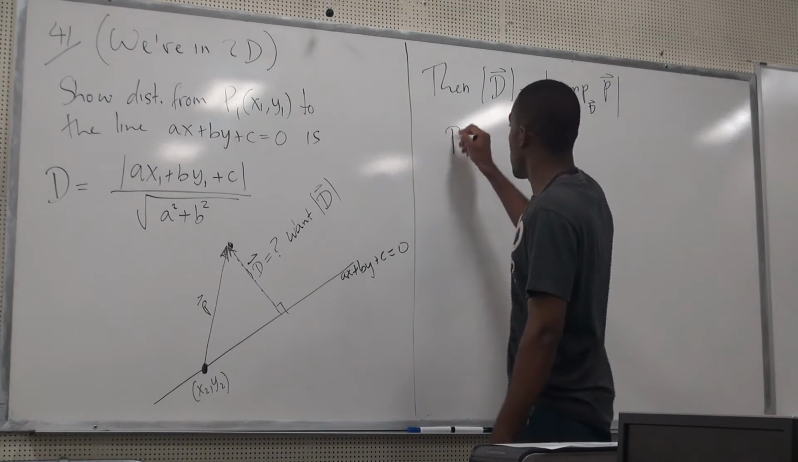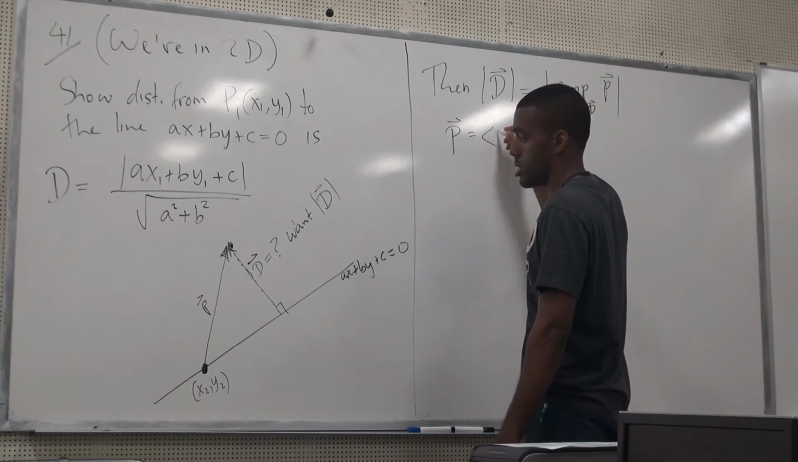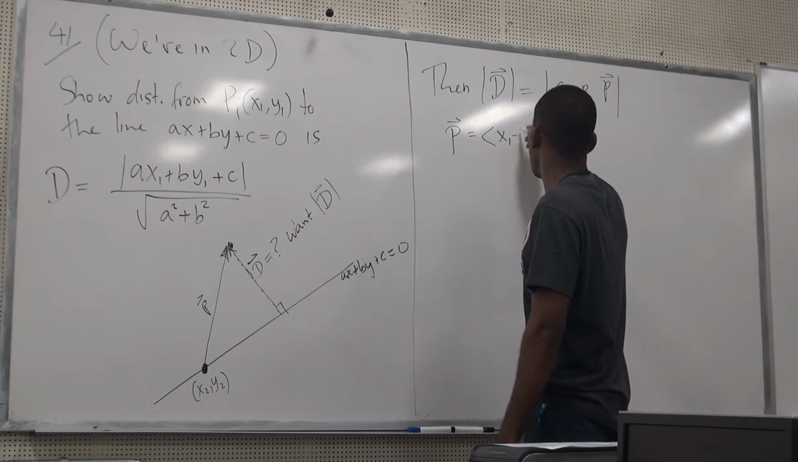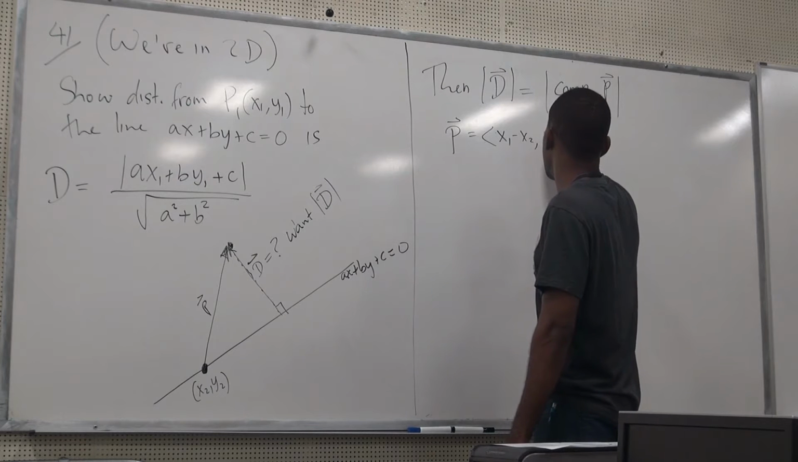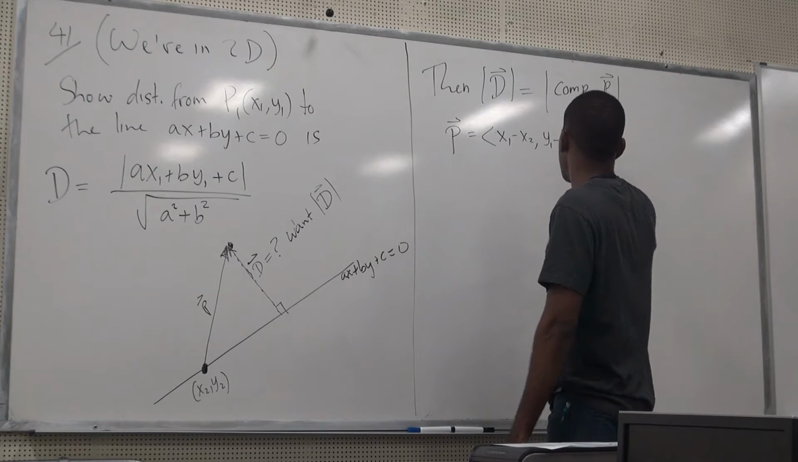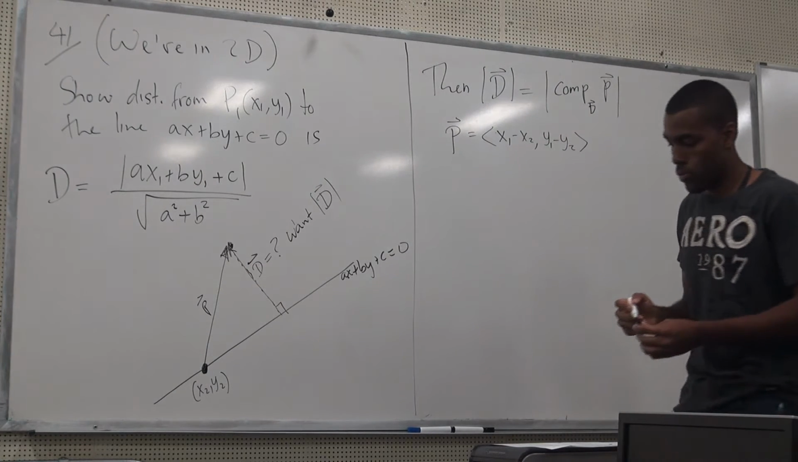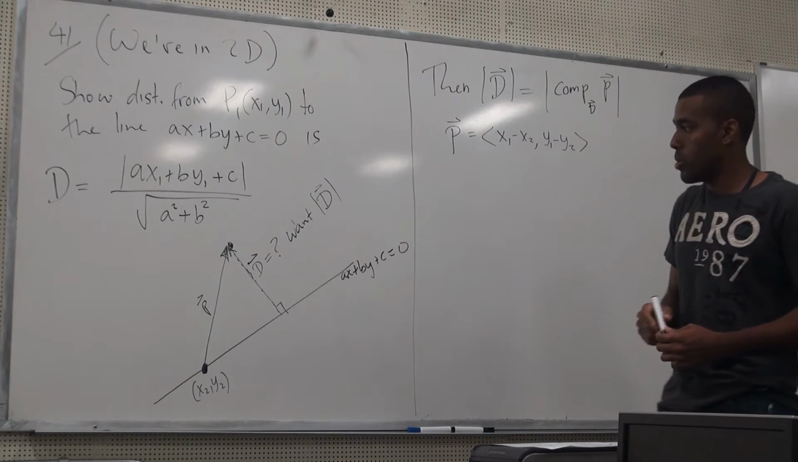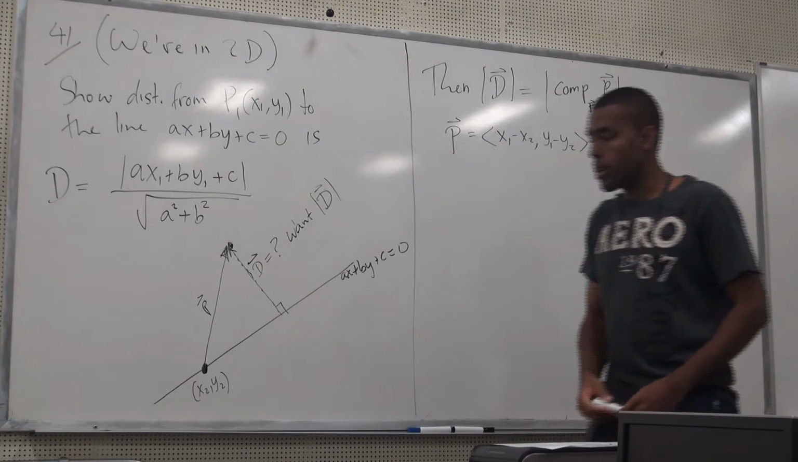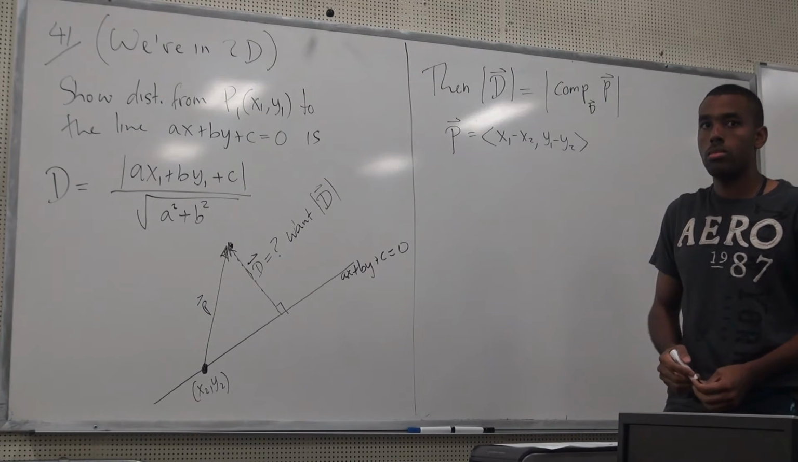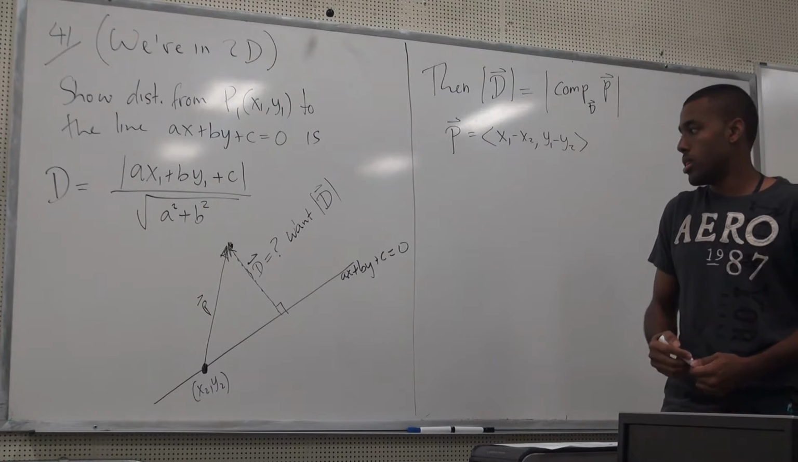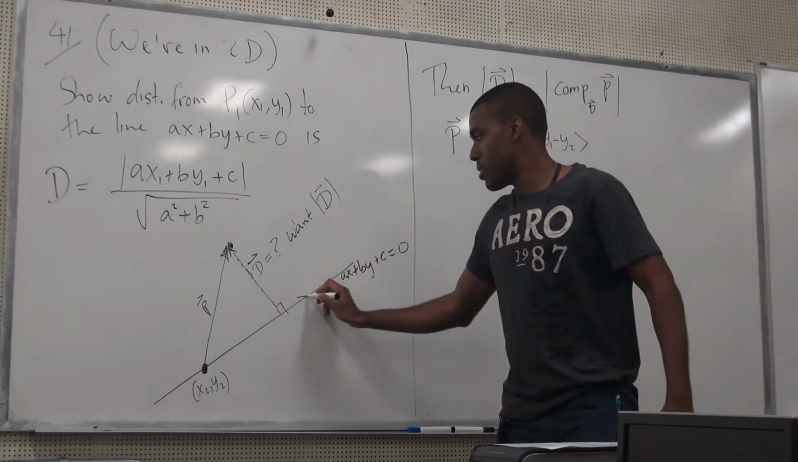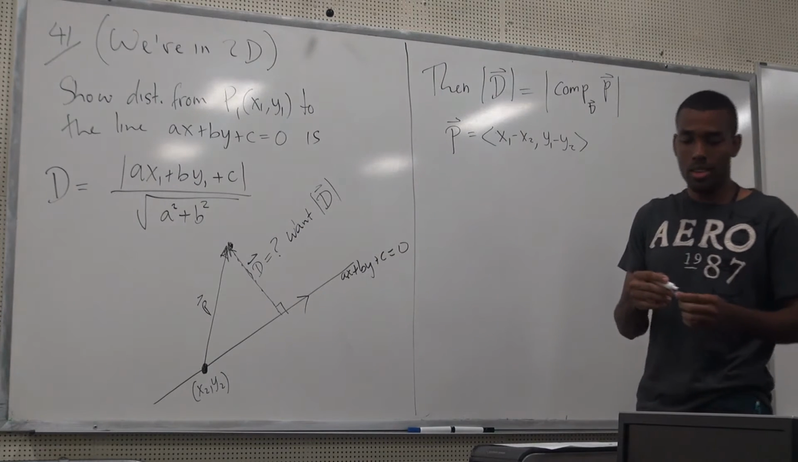Okay, so let's actually look at what these vectors are. So it's x1 minus x2, comma, y1 minus y2. Okay. How do we figure out what the components of d look like? I'll give you a hint.